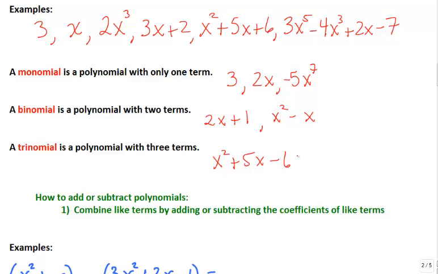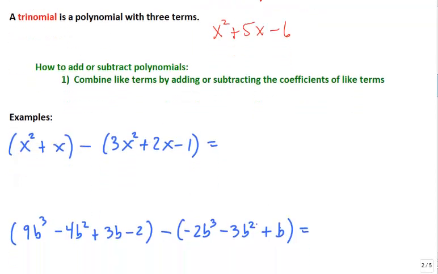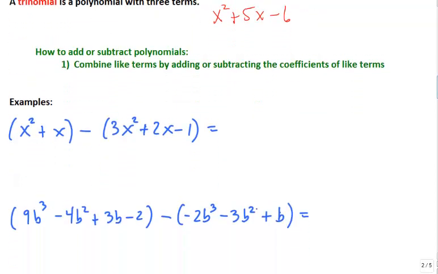Okay? So we're going to start working with our polynomials, and we're just going to do some basic arithmetic. So we're going to start by adding and subtracting polynomials. Now, this is something you already know how to do because you've already learned how to combine like terms, and that's exactly what it takes to add and subtract polynomials. You're just going to combine your like terms by adding or subtracting the coefficients of the like terms.